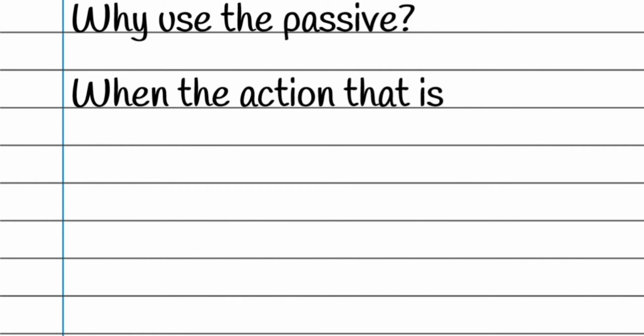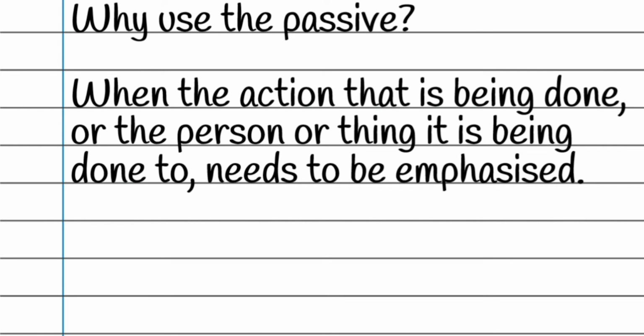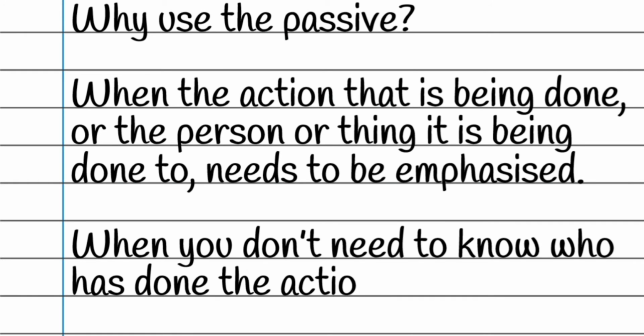You'd use the passive voice when the action that is being done, or the person or the thing that the action is being done to, is more important, or you consider it to be more important and you want to emphasize it. So when you don't really need to know who has done the action. So you're not interested in talking about who's done the action, you want to talk more about what has happened.